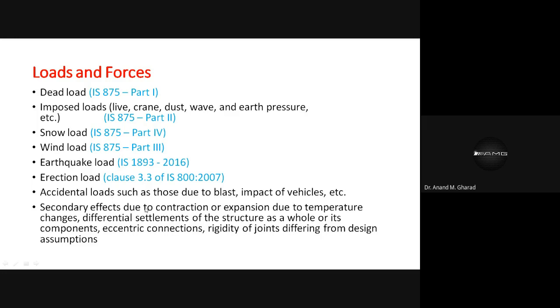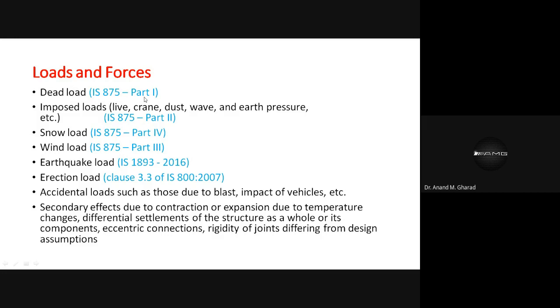These are essential ones. And for every load or every force, you will find there is one IS code, and there are different parts associated with this IS code. This is known as Indian Standard Code 1875, IS 875.